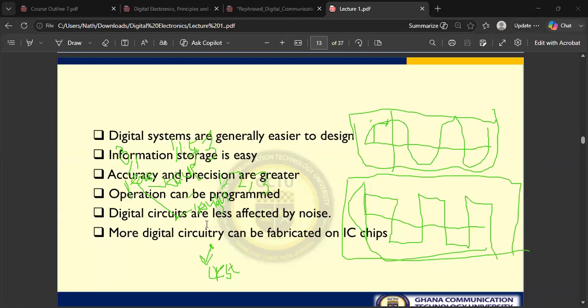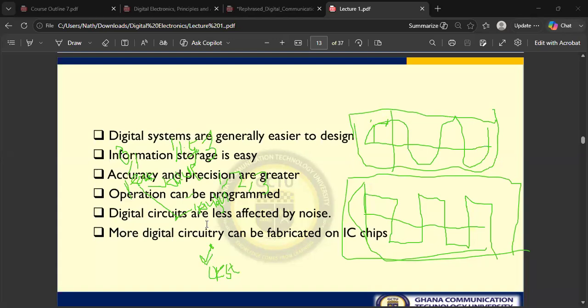One disadvantage of digital systems over analog systems. Only one. Is someone here? Only one disadvantage.